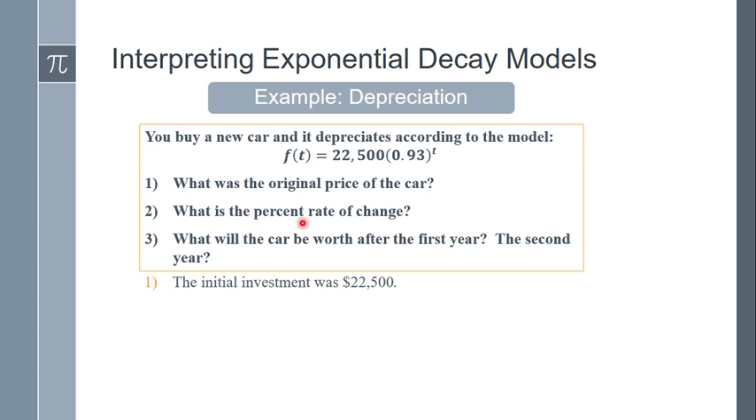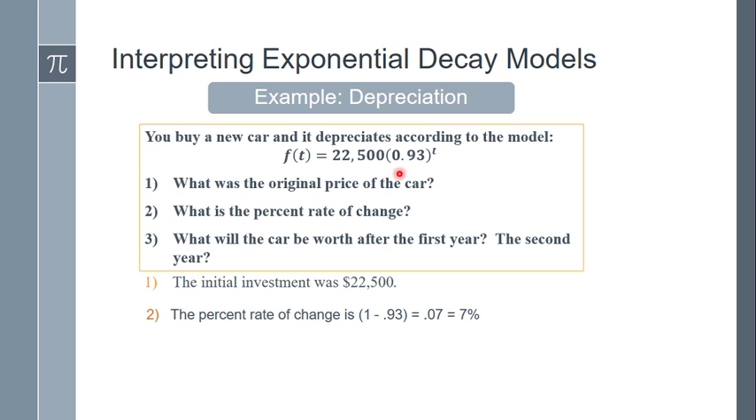Alright, so when you're asked these on your questions and your lessons, and it says what is the percent rate of change, when you're looking at growth, you're looking at doing 1 minus the growth factor, and we're going to do the same thing whether it's decay or growth. So in this case, I take 1 and I subtract the 0.93 here, and I get 0.07, which is 7% as a decimal. So the car is depreciating by 7% each year. So that is what we call the percent rate of change, because it's going down 7% each year.